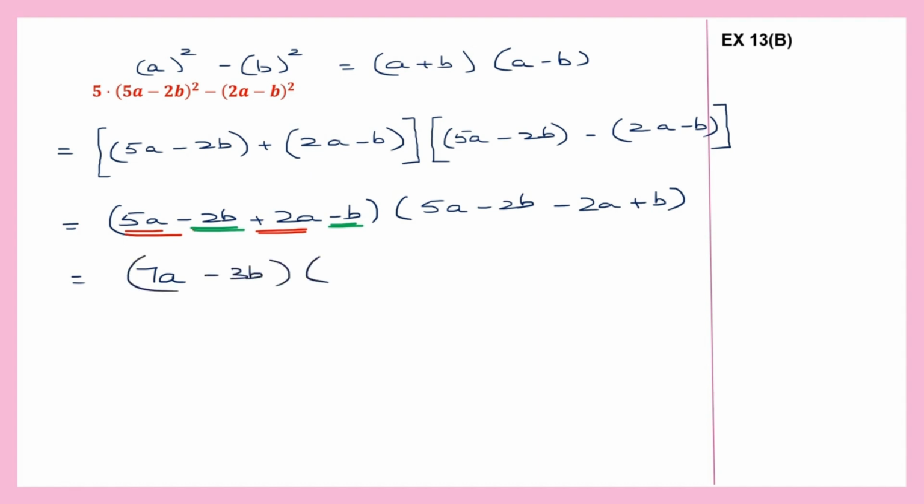Let's go to the second one. So here we have 5a minus 2a making it 3a. And then what do we have? We have minus 2b plus b making it minus 1b or minus b. So this will be our answer.